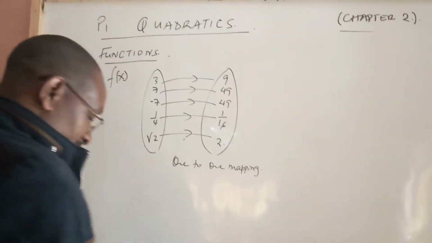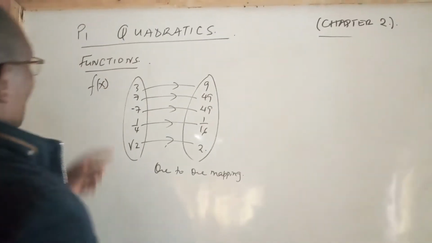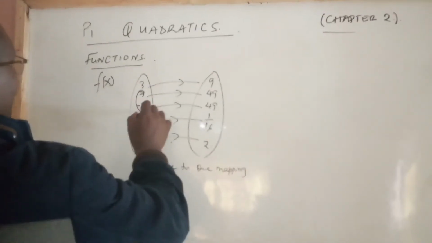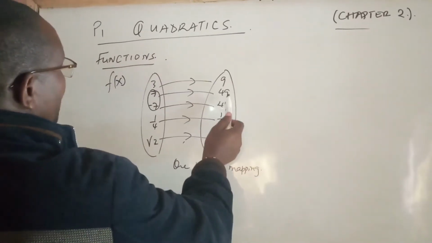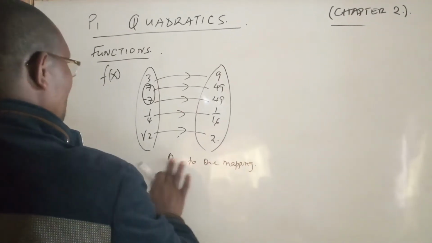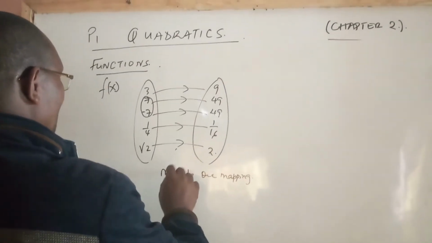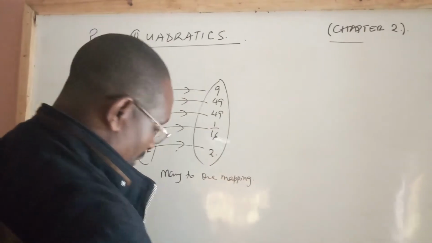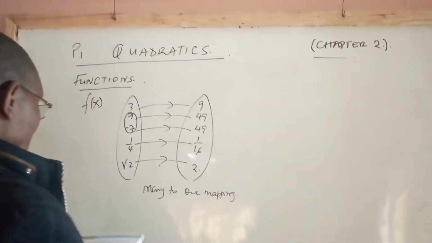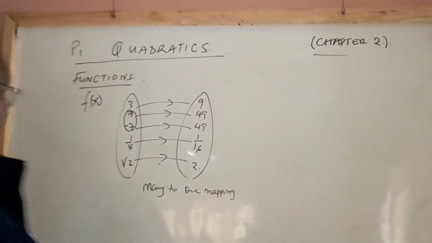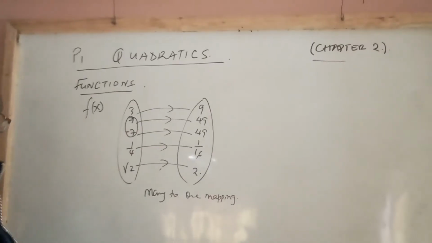But it is not 1-to-1 mapping, because already you can see there is a 7 and a negative 7, both of them mapping onto 49. So it is many-to-one mapping. But we are going to see that in detail when we get to Pure Mathematics 3. But anyway, let's see what happens.